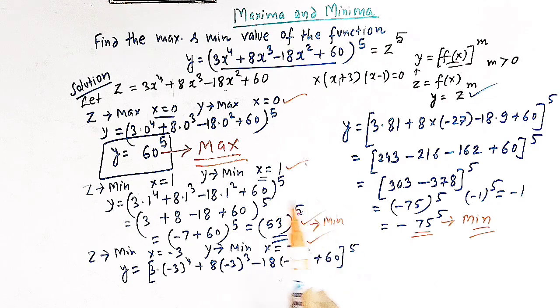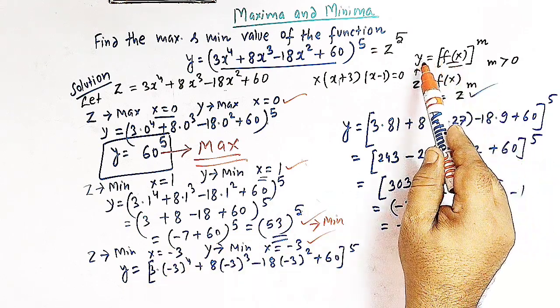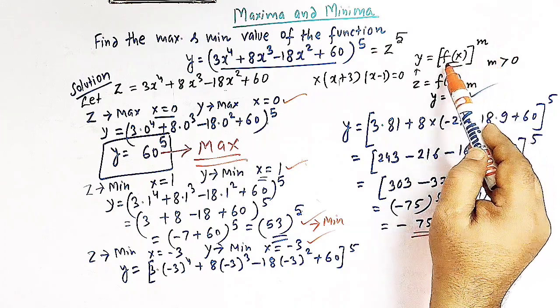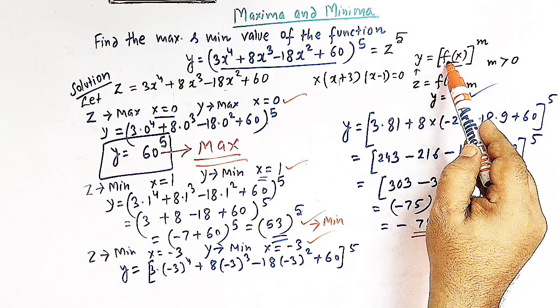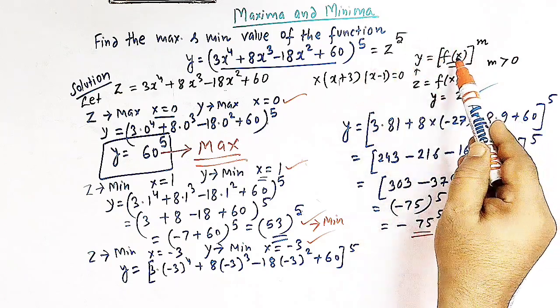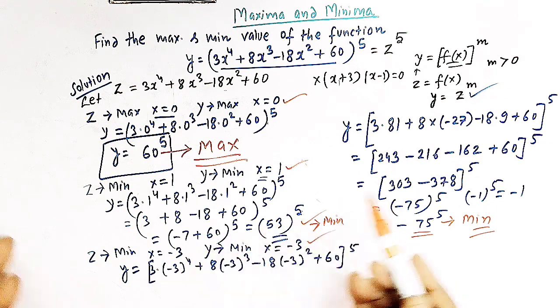So this is how, by making use of this concept, that is, if y is a function which is some power of another function, say f of x, then y is maximum or minimum according as f of x is maximum or minimum. So this is an important application of the second derivative test.